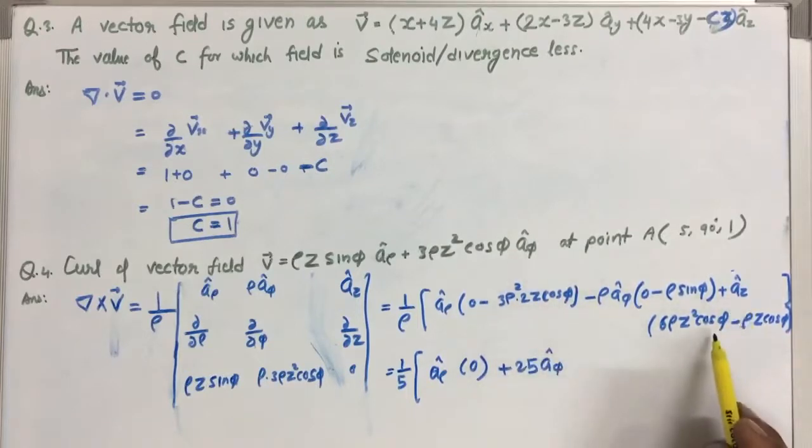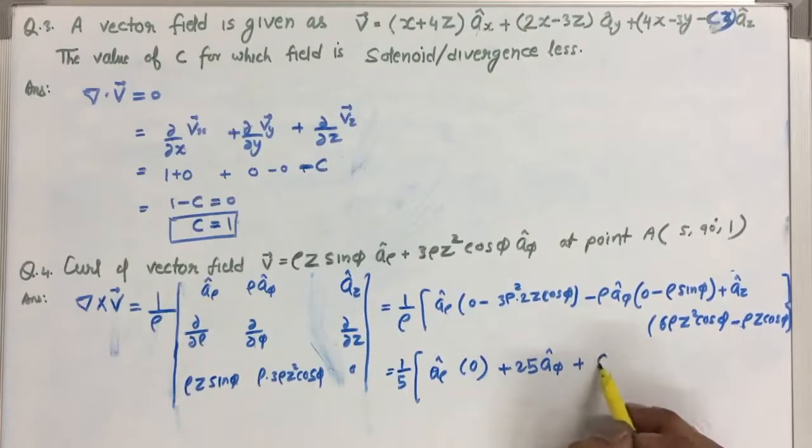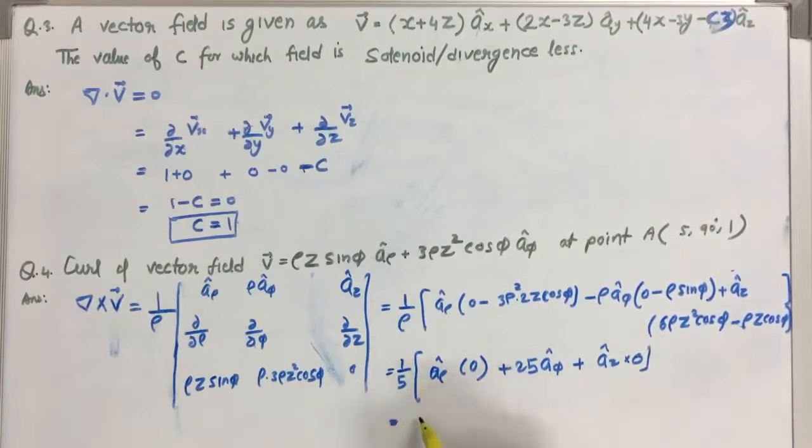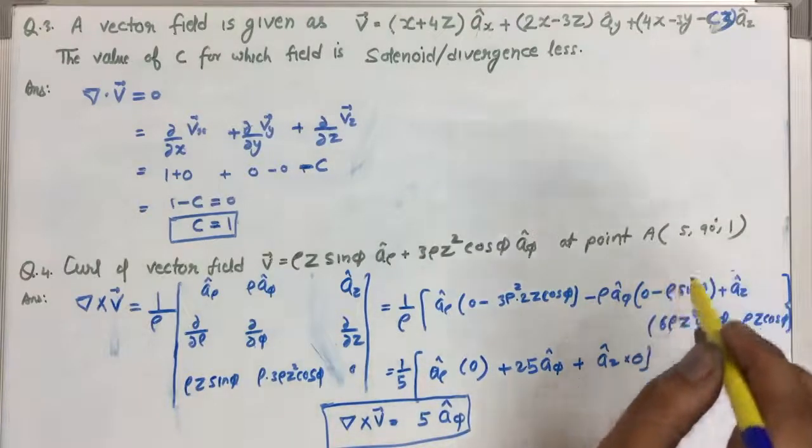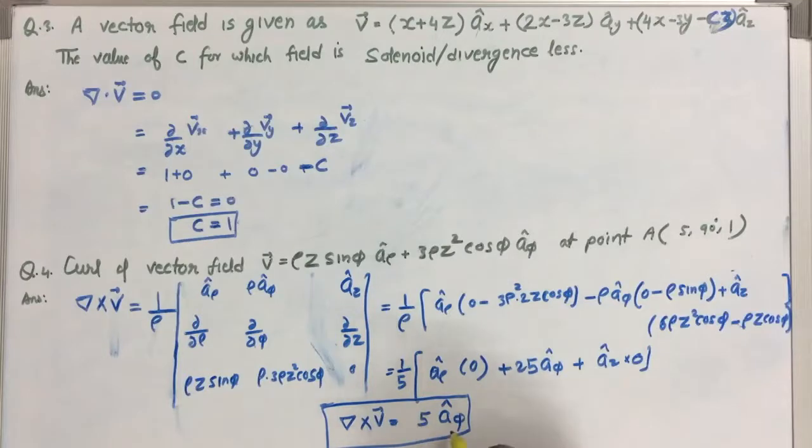And here 0, no need to worry about az. Okay, the final answer will be 25 by 5, that is 5 aφ. Then the curl of vector field V is 5 aφ. It means the field has the capability to curl around this point, with this strength, in the direction of phi.